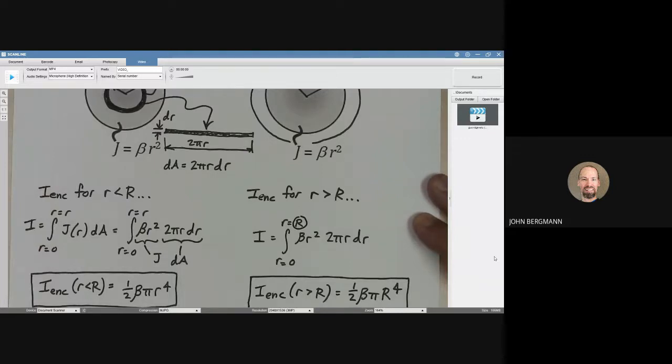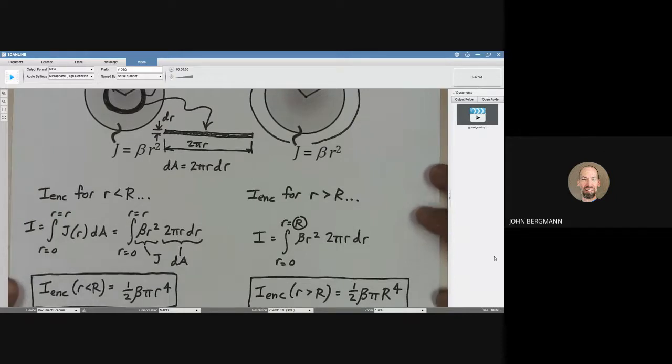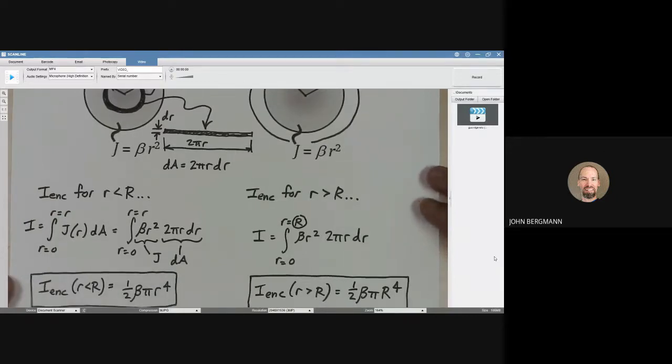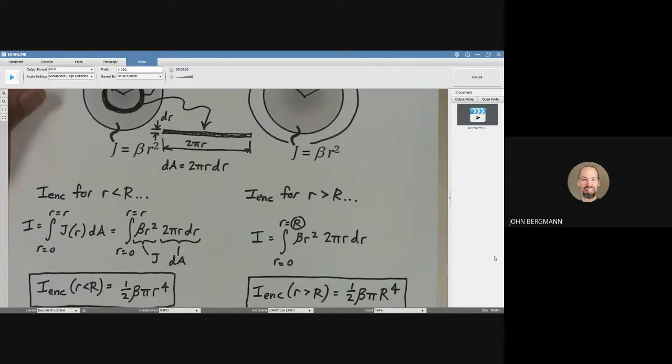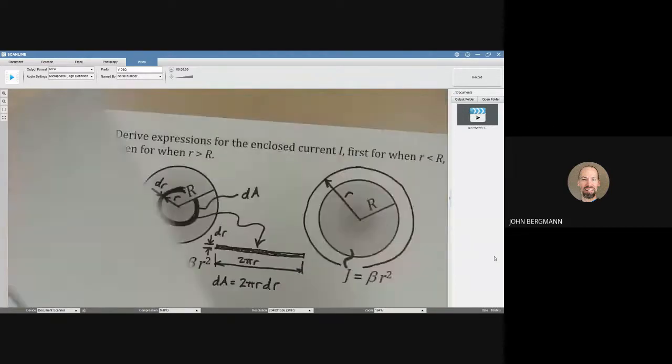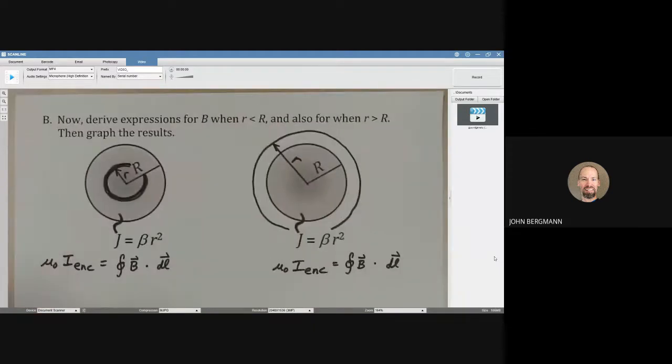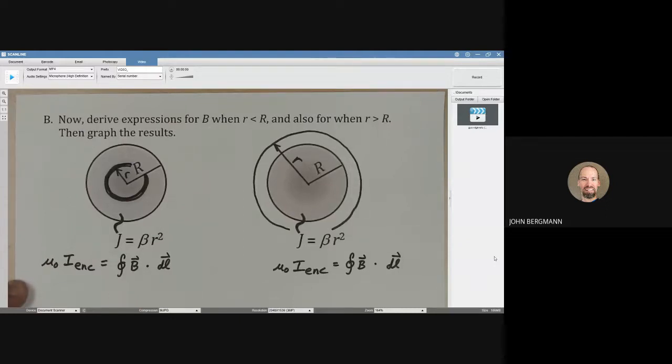Feel free to stop the video if you want to verify this on your own, but I don't want to waste your time walking through every little step of that when you could stop the video and do it on your own. What we're going to do now is use those equations for the enclosed current with Ampere's law. So let's do that.